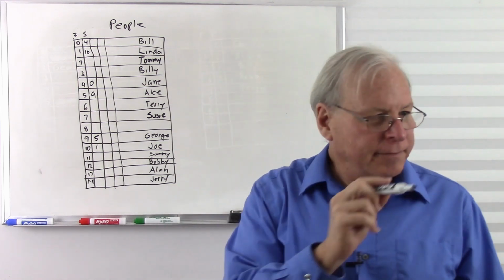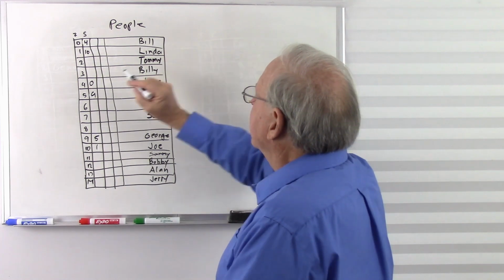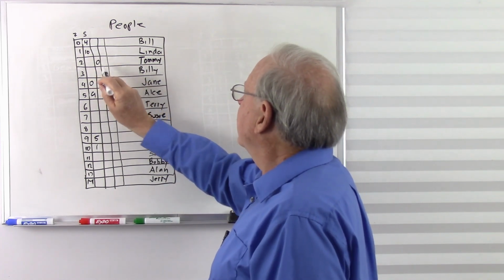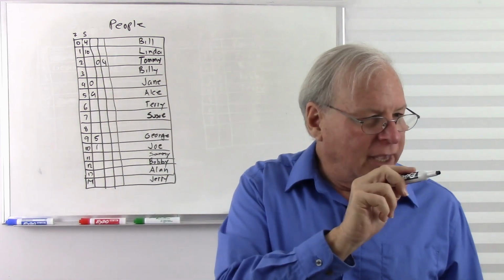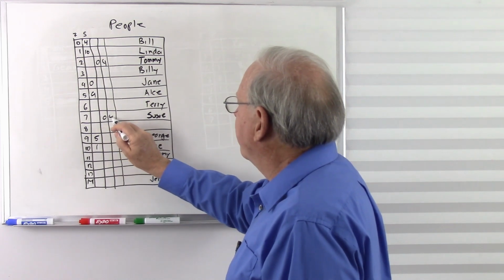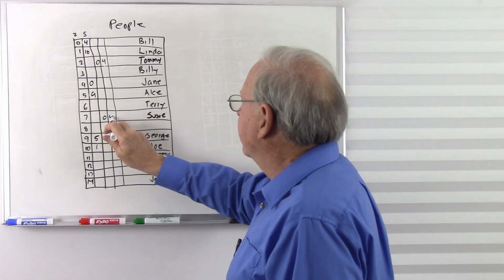So we have Tommy and Susie tied to Bill and Jane. So Tommy goes to Bill and Jane. So Bill is 0 and Jane is 4. And once again, Susie, 0 and 4.